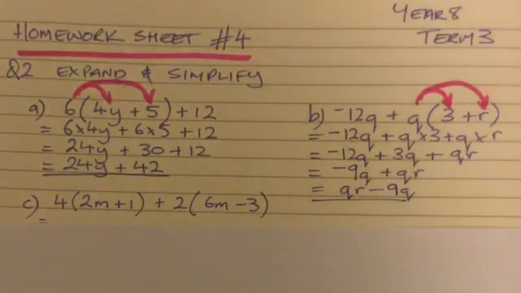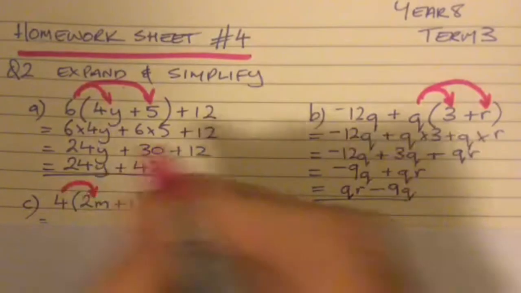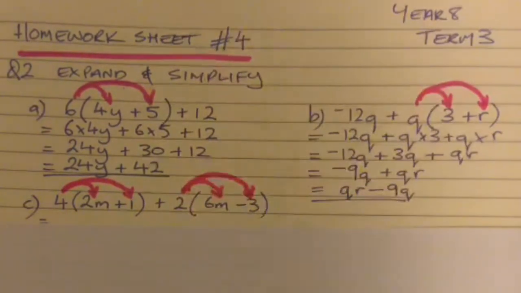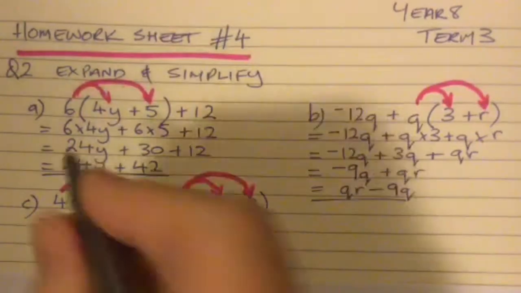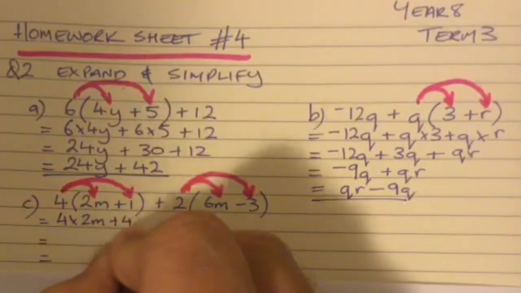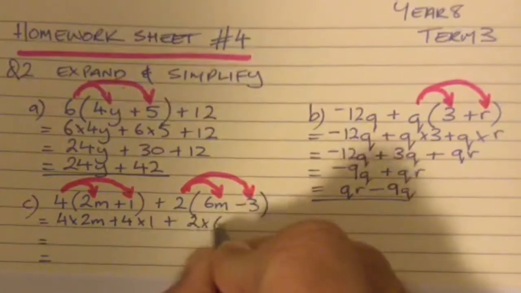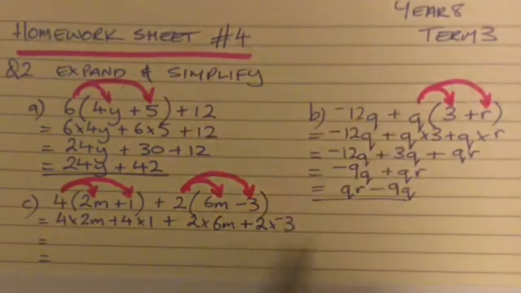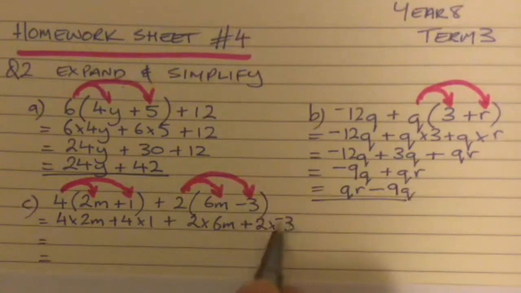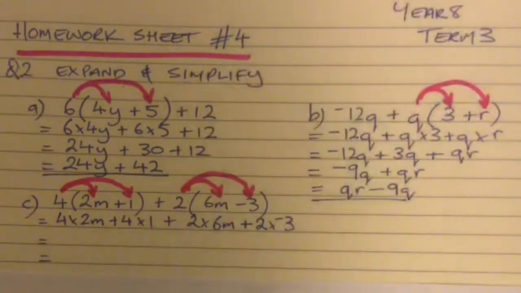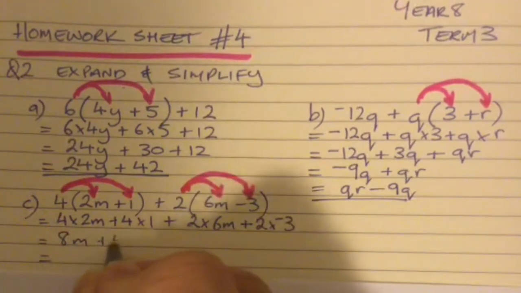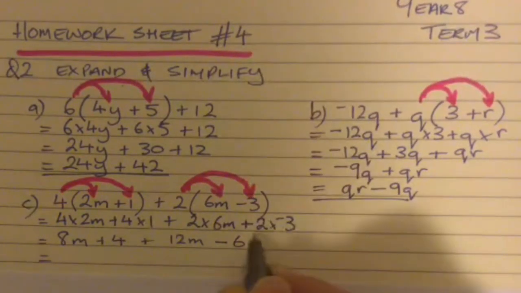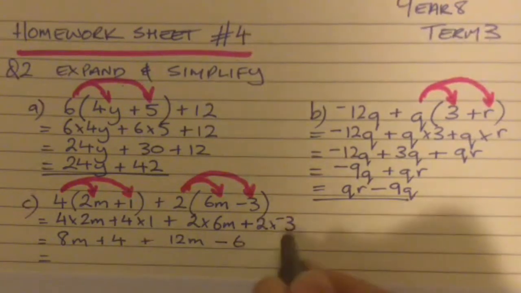Moving on to this next question, we've got 2 sets that need to be distributed here. So we're going to do 4 lots of 2m and 4 lots of 1. And then we're going to do 2 lots of 6m and 2 lots of negative 3. You can write it like this, or you can have the subtraction there and keep that as a positive number. Either option will work perfectly fine for you. The answer remains negative 6, whether it's negative 2 times positive 3 or positive 2 times negative 3.